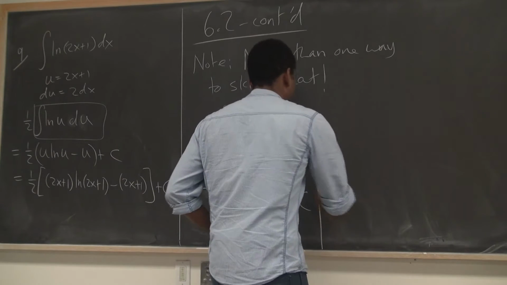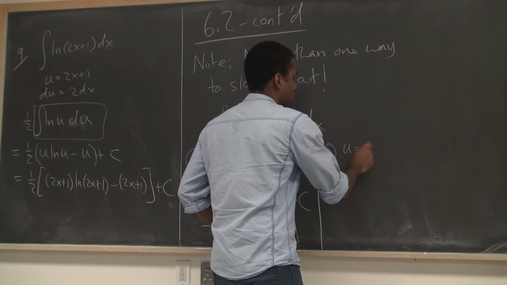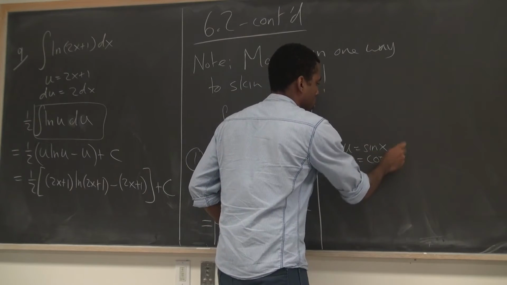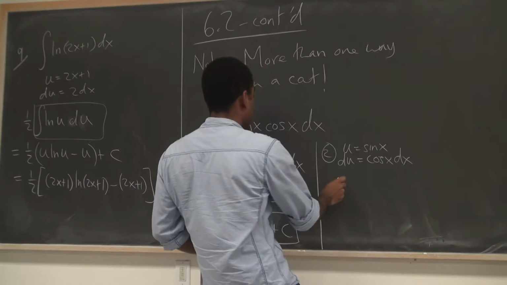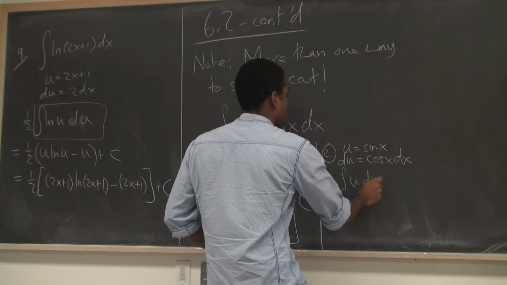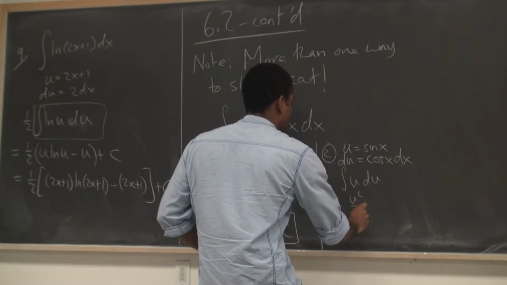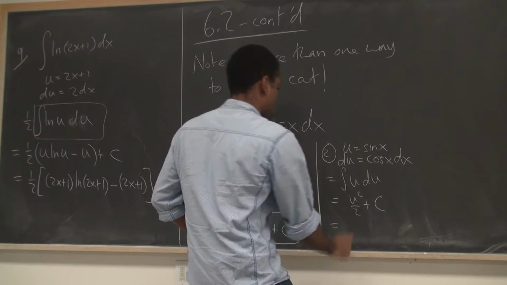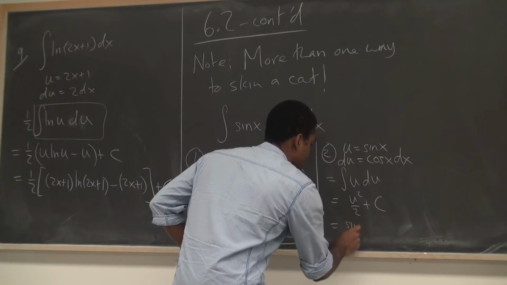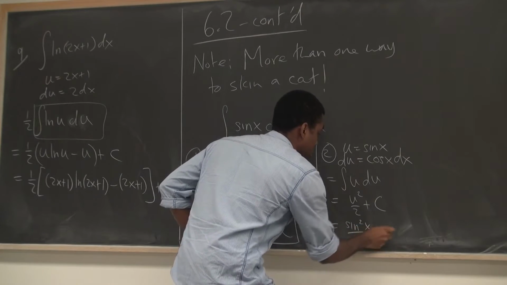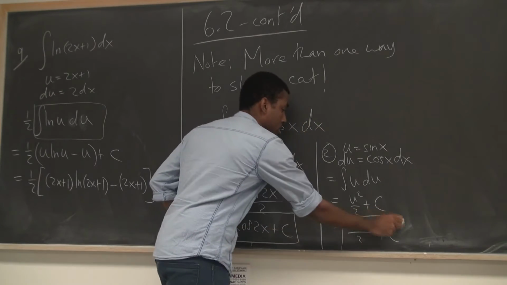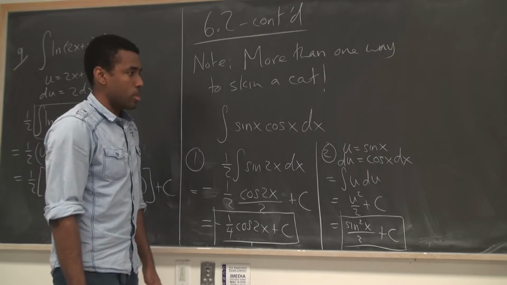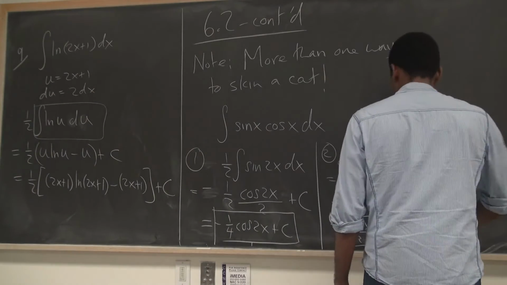But you could have also done something like this. You could have said u equals sine x. Your du would be cosine x dx. You'd end up with the integral of u du, which would give you u squared over 2 plus c, and u is sine, so this is sine squared x over 2 plus c. And this looks very different from that, but it's actually also a correct, valid, completely good answer, right?